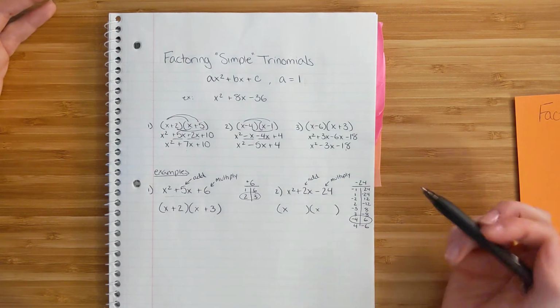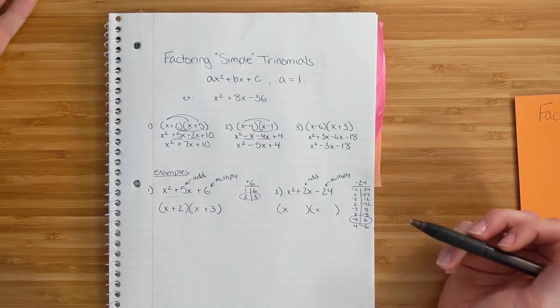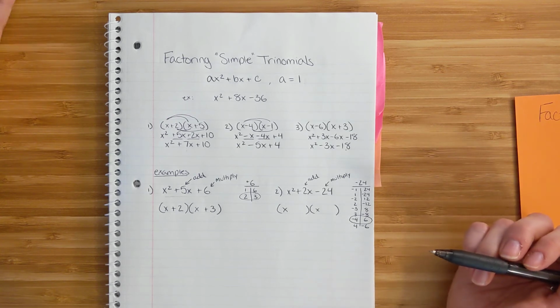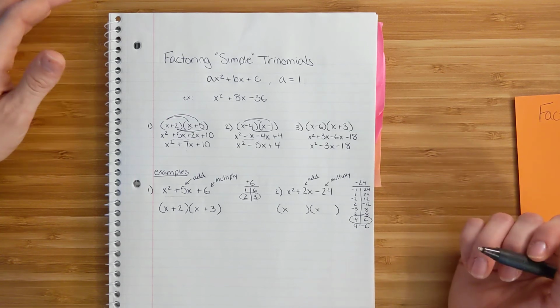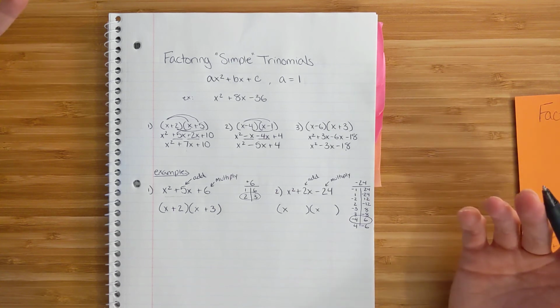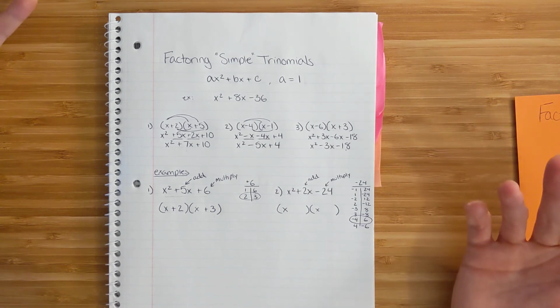Okay, do you have to write out this list every time? No. Is it going to help when you have a number that has a lot of factors? Definitely. Okay, but your calculator can also be used to check what two numbers multiply to negative 24, and then you can use those two numbers to add them together.